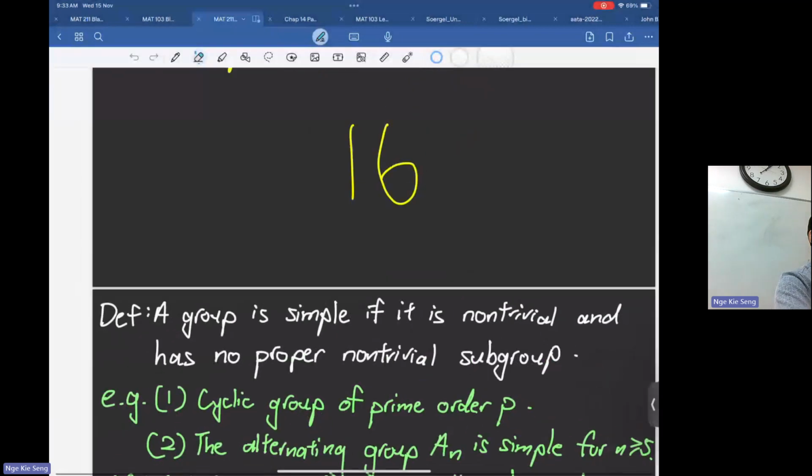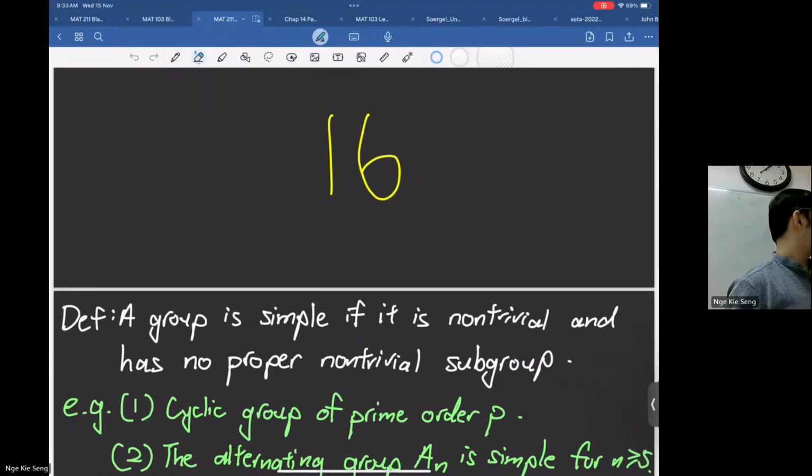Okay, so first, we will call a group simple if it is non-trivial and has no proper non-trivial subgroup. Meaning you don't have a proper subgroup, but the proper subgroup includes the trivial group, so we don't want just the trivial group. For example, Z. Is there a proper non-trivial subgroup inside Z? 3Z. 3Z is a proper non-trivial subgroup. So Z is not simple.